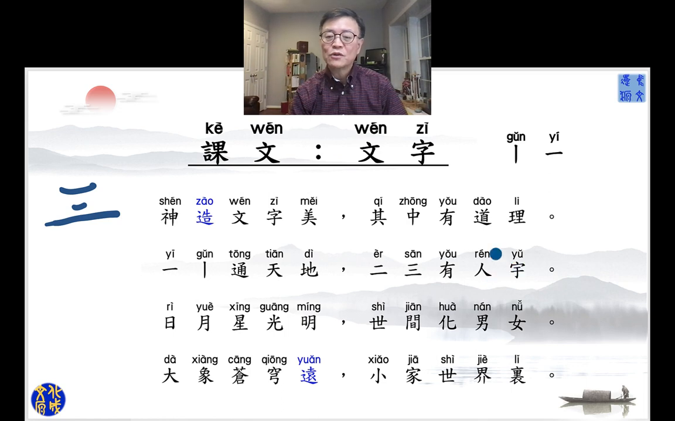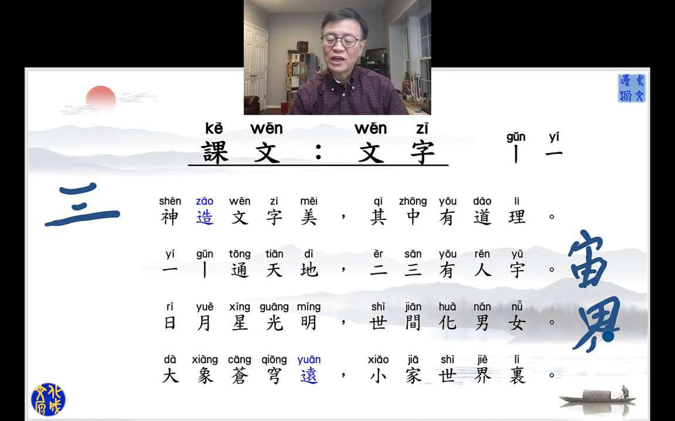二三有人与, ren, human society or human space. 宇 is space, remember? 宇宙, 宙 is time. 宇宙, space and time. 世界, world: 世, time, 界, space, remember? 世界, 宇宙, they are the same thing. 大穹, 苍穹, 苍宇, 阴阳, 五行. If you forget, go back to review that balance.